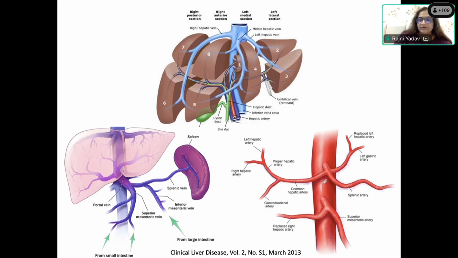Whereas the common hepatic artery is a branch of the celiac axis, and then it divides into the right and left hepatic artery, and those subsequently divide into smaller branches inside the liver. So this is the dual inflow, and this is the outflow of the liver. The liver is an organ which is richly vascularized, and this is very important even at the time of transplant.